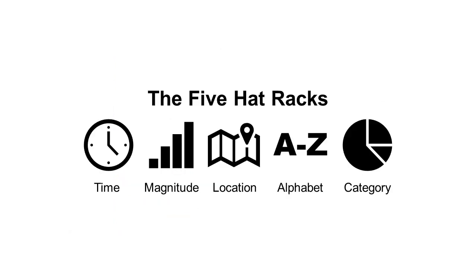Let's look at the 5 hat racks. There are 5 universal ways to organize information for better understanding. These are time, magnitude, location, alphabet, and category. When you're preparing to share information, you should consider which type of organization is most effective for your message. Let's review the 5 hat racks to better understand how they can be applied.